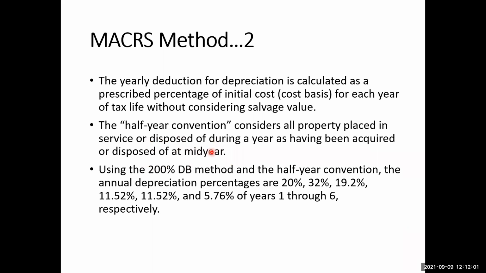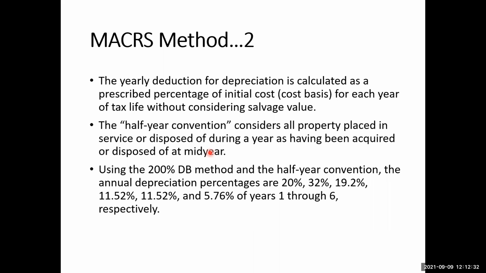So for example, if an equipment is for a 5-year period, its first year will be considered as the half year, and the last year will also be considered as the half year. So in total, we will consider 6 years. First is the half year, and in between there will be 4 years, and the last year will be considered also as the half year. So 2 half years and 4 full years, that will total make as 5 years.